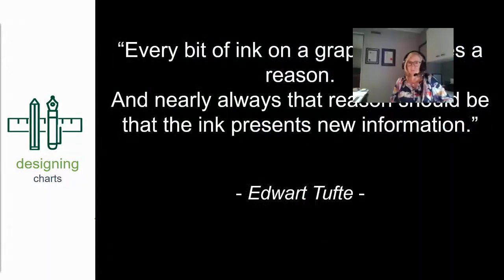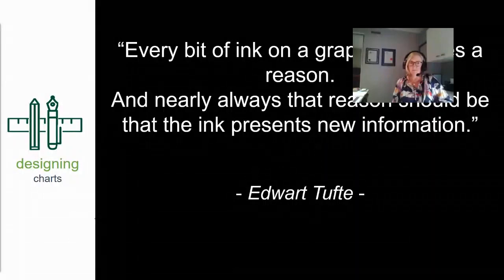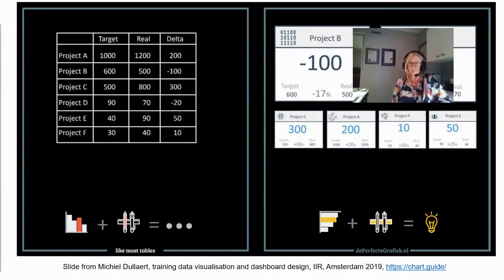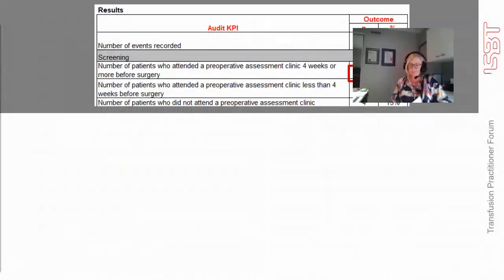So I would like to quote Edward Tufte. Every bit of ink on a graphic requires a reason, and nearly always that reason should be that the ink presents new information. So really think about what the focus is and only use ink to express this message. Be careful with tables. It might look like a nice overview, but it takes more time to understand the message. At the right, you can see how you can narrow the focus so it's easier for the target public to understand your message.